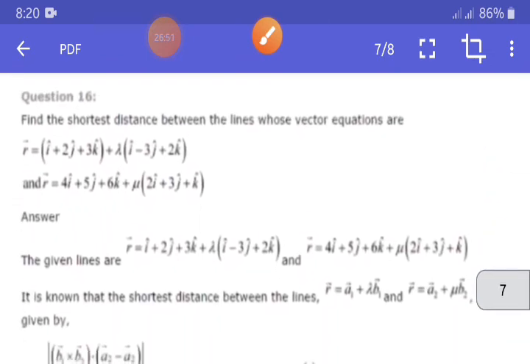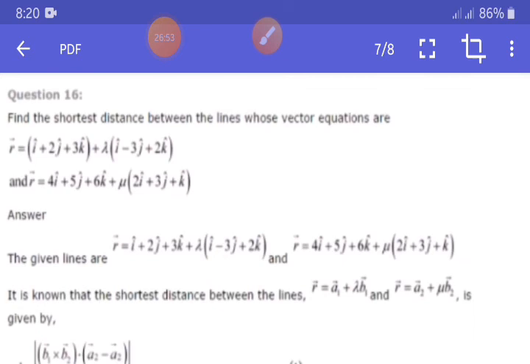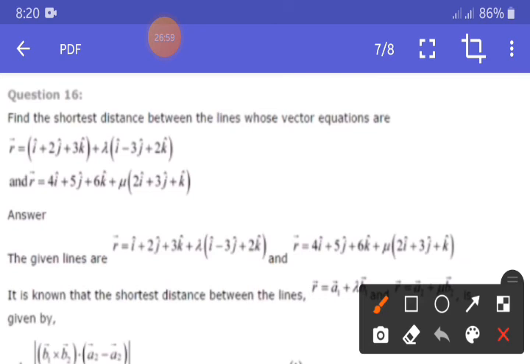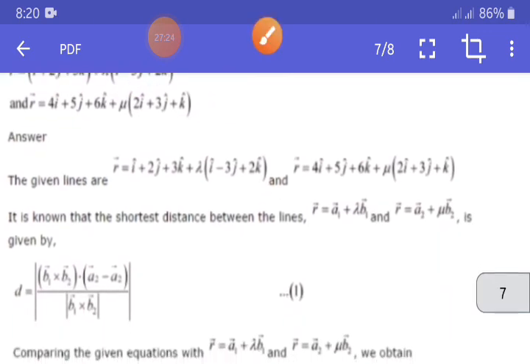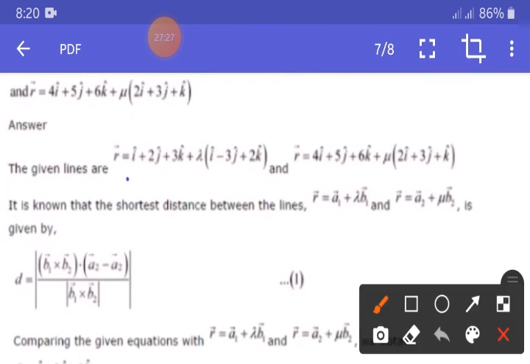Question number 16. Find the shortest distance between the lines whose vector equations are r vector equals i cap plus 2j cap plus 3k cap plus lambda of (i cap minus 3j cap plus 2k cap), and r vector equals 4i cap plus 5j cap plus 6k cap plus mu of (2i cap plus 3j cap plus k cap). The given lines are one of the lines, and this another line.